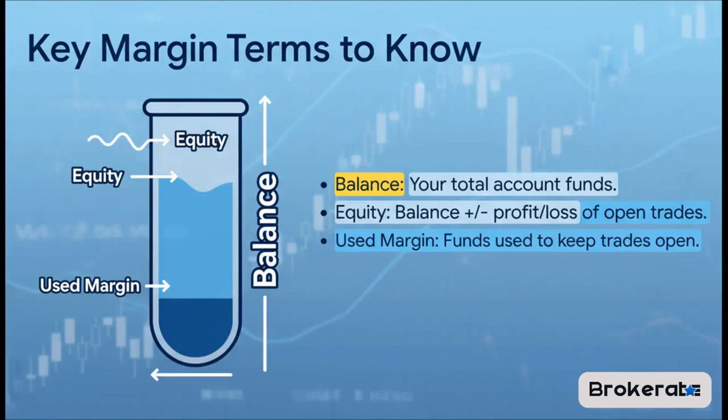Next up are leverage and margin. Now, these two go hand in hand. Leverage is like a loan from your broker that lets you control a big position with just a small bit of your own money. That small bit of your own money is called the used margin. It gets set aside to keep your trade open.